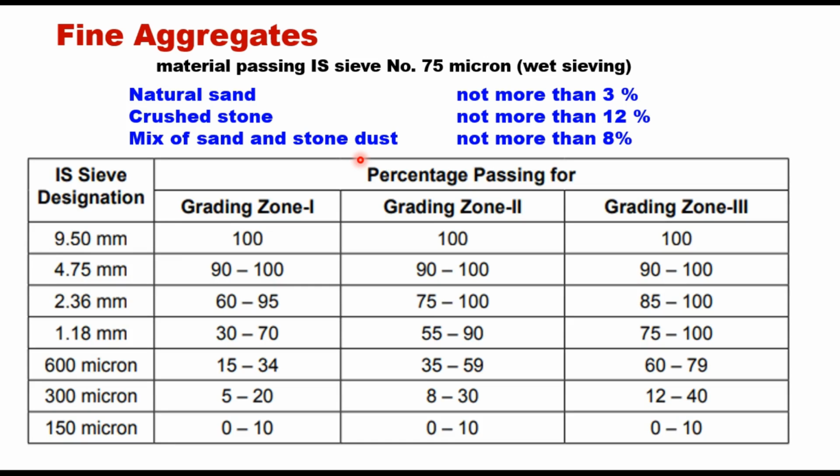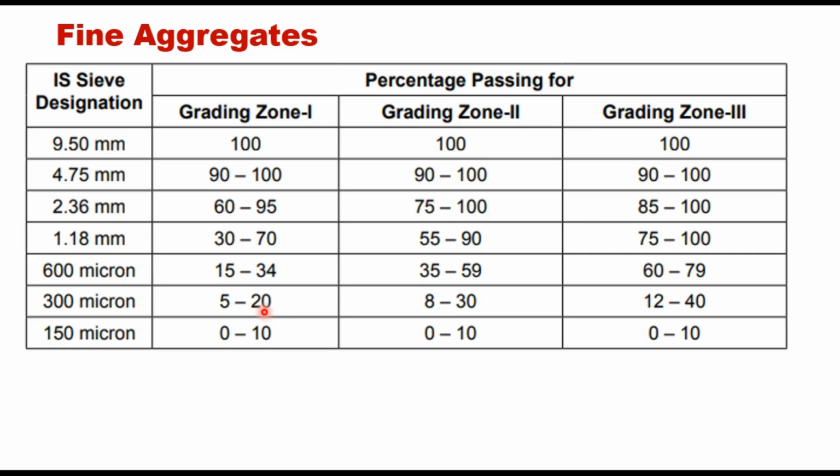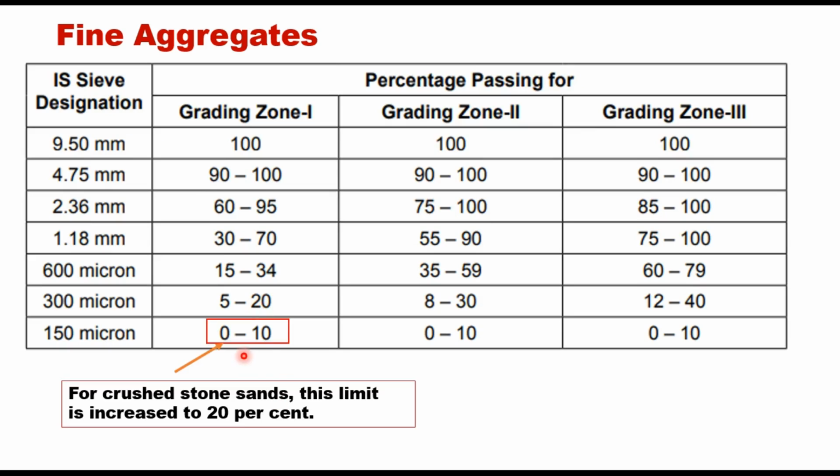The gradation of fine aggregate should satisfy the grading zone as specified here: zone 1, zone 2, zone 3, and these are the sieve sizes and these are the ranges of the percent passing. Now, zone here does not depict any location or region. These are the gradations of fine aggregate in a descending order of their sizes. Now in case of crushed stone sands, this limit at 150 micron can be increased up to 20%.